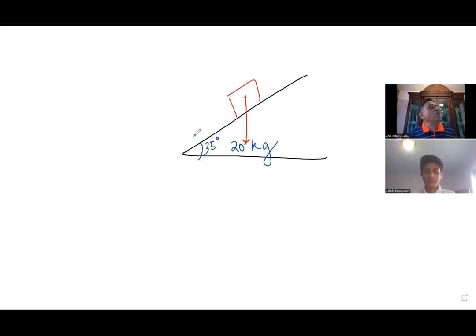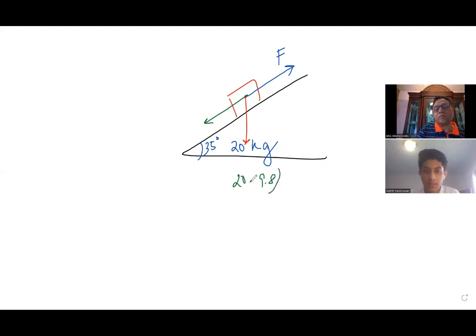The question is, what force parallel to the ramp, means like this, what force parallel to the ramp will prevent the block from sliding? So tell me, we want to find what force. How will you do this? Yes, sir. So we're given the mass of the box, right? And we know it's on a ramp. So first we can calculate its force of gravity, right? 20 times 9.8. And I think that'll come to 196.